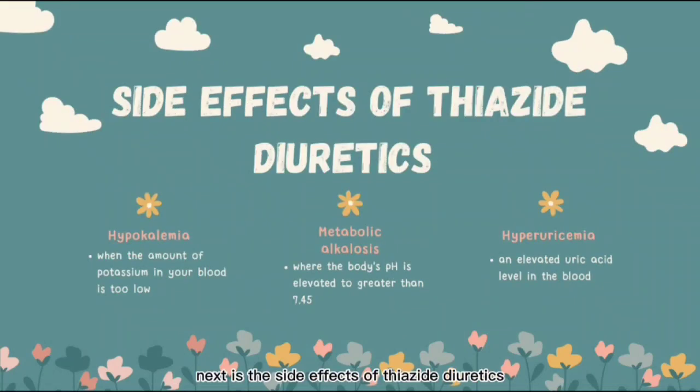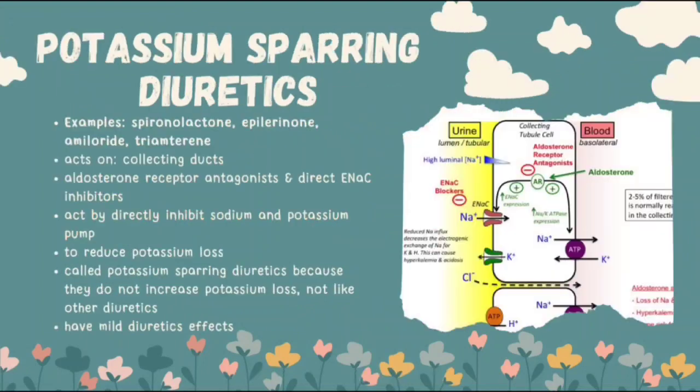Next is the side effects of thiazide diuretics. There are three of them, the first one is hypokalemia. It occurs when the amount of potassium in the blood is too low. The second one is metabolic alkalosis. It occurs when the body's pH is elevated to greater than 7.45. And the third one is hyperuricemia. It occurs when the uric acid level is elevated in the blood.